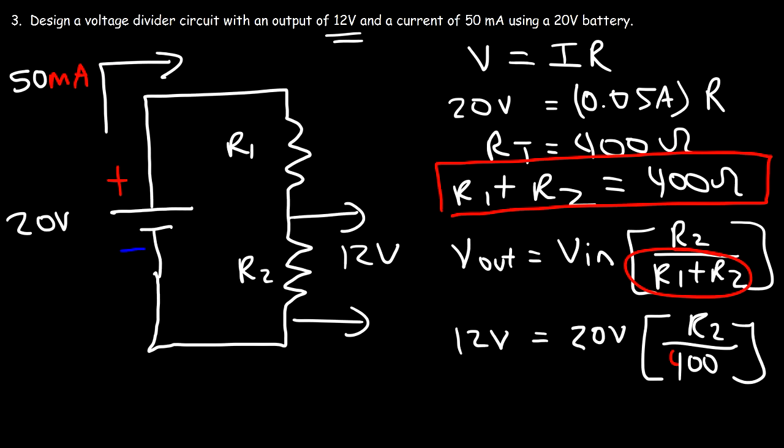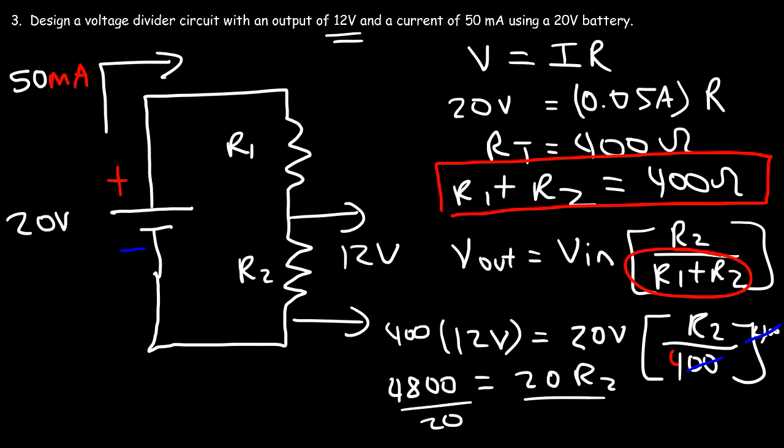The first thing I would like to do is multiply both sides by 400. Let me see if I can fit it in here. By doing this, I can get rid of the fraction. So on the left side, it's going to be 400 times 12, which is 4,800. And so that's equal to 20 times R2. Now to isolate R2, I need to divide both sides by 20. So R2 is going to be 4,800 divided by 20. And so R2 is 240 ohms.